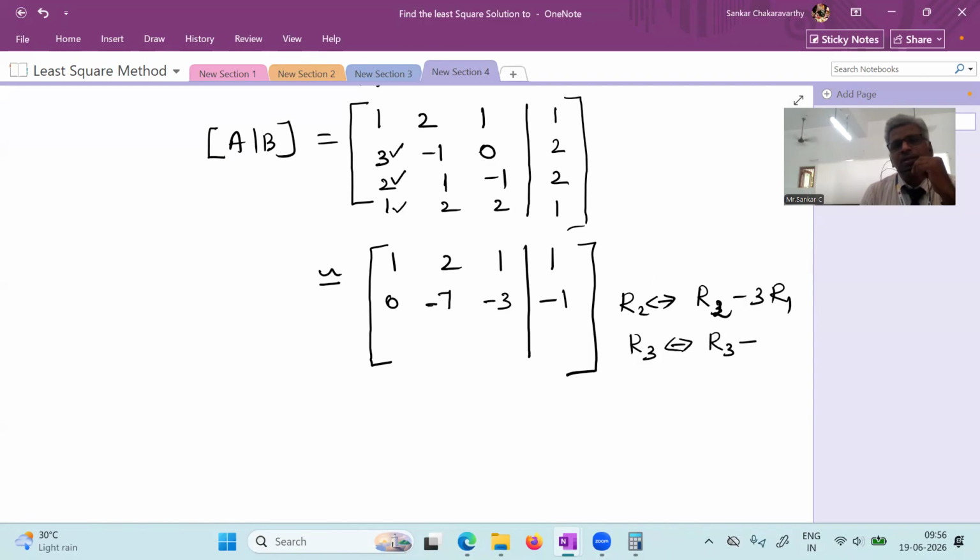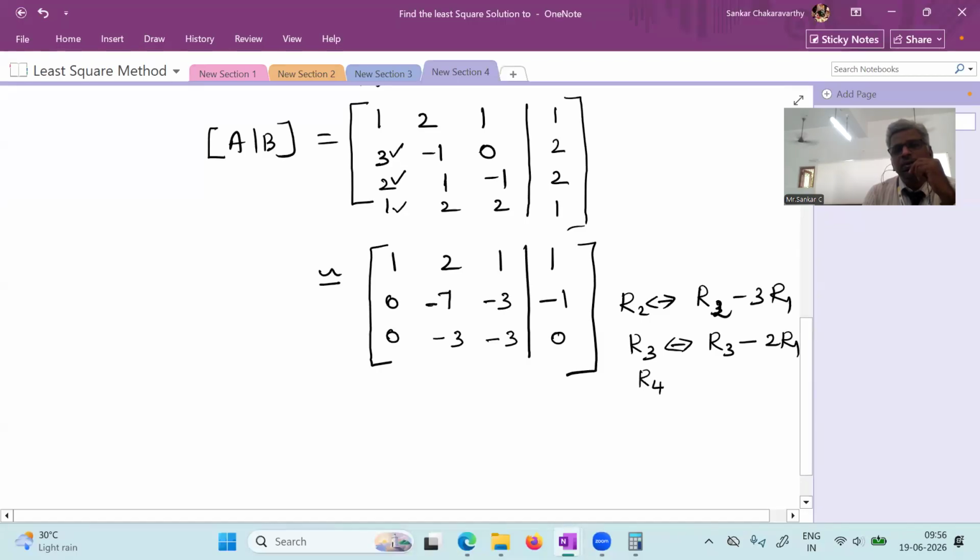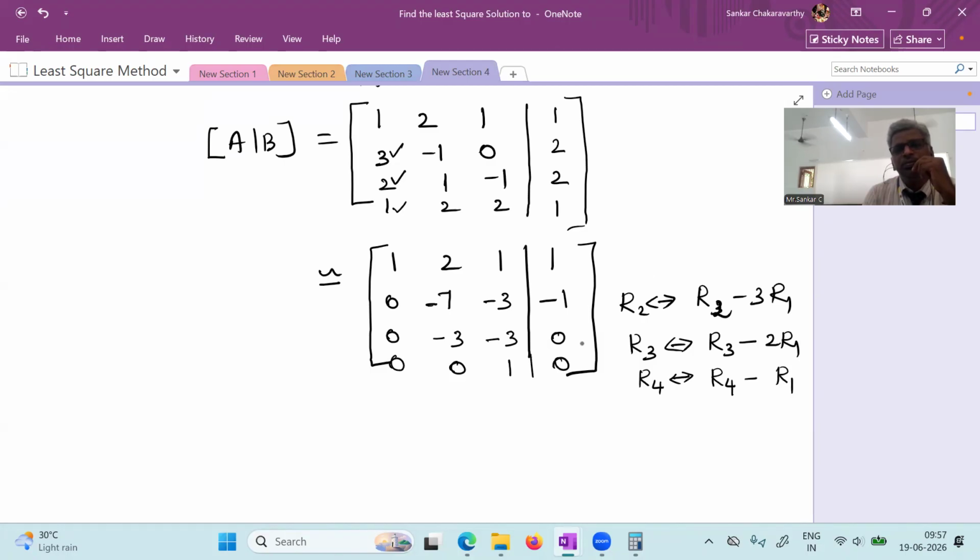row 3 minus 2 into row 1. 2 minus 2 is 0, 1 minus 2, therefore 1 minus 4 is minus 3, minus 1 minus 2 is minus 3, 2 minus 2 is 0. And row 4 should be replaced by row 4 minus row 1. Therefore 1 minus 1 is 0, 2 minus 2 is 0, 2 minus 1 is 1, 1 minus 1 is 0.